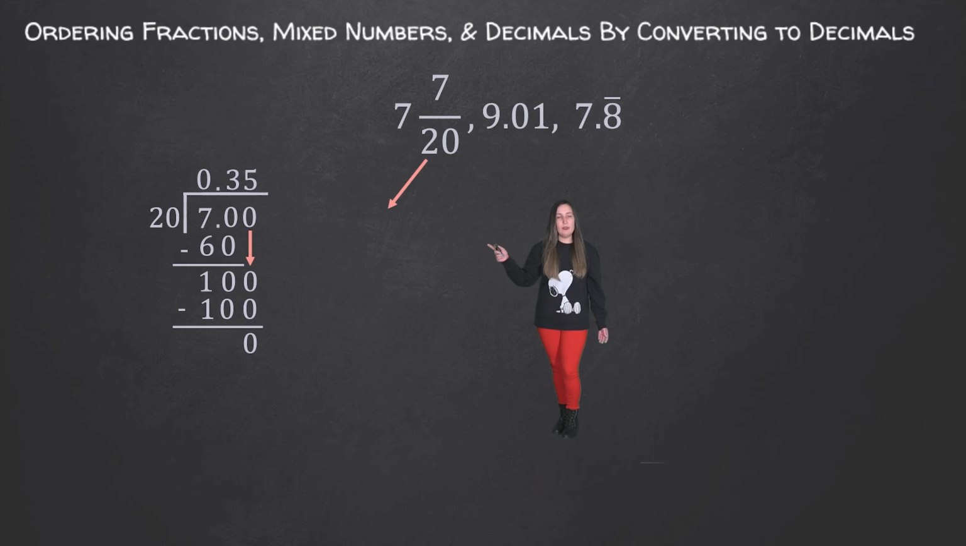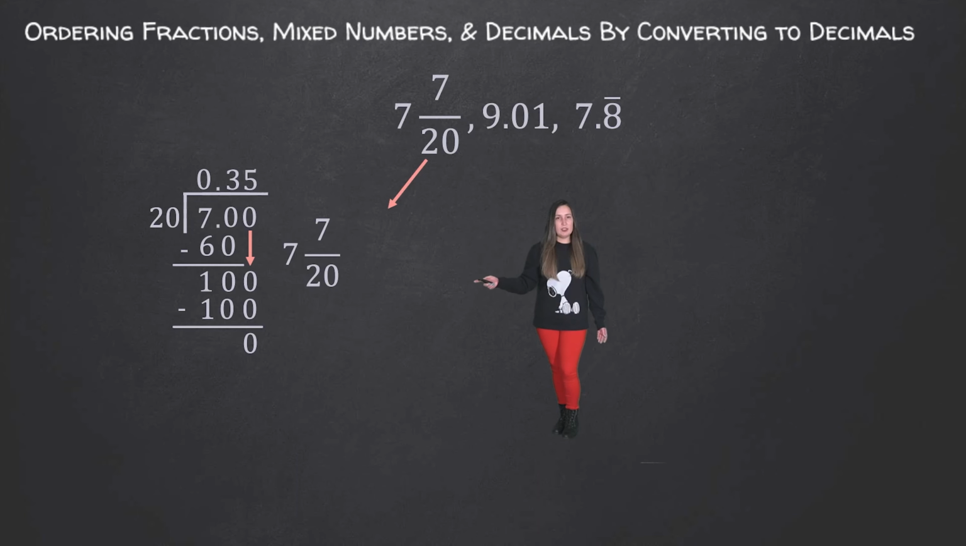Now we started off with 7 and 7 over 20, so 7 and 7 over 20 is equal to 7 and 35/100ths. Now here, this one's already a decimal, so we're going to just bring it down, 9 and 1/100ths. And then here, we have 7.8 repeating, so we're just going to rewrite it because it's a decimal. Now, because we have all our values written in decimal form, we're going to go ahead and compare. Make sure that all of them are lined up by place value in order for us to compare.